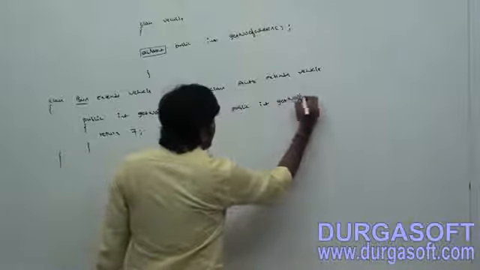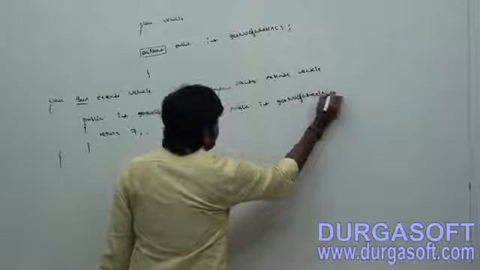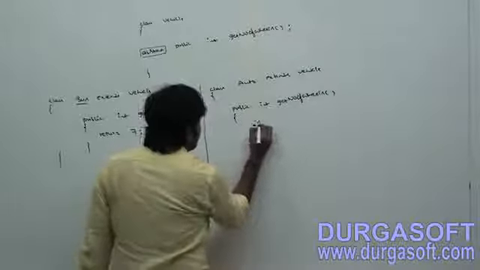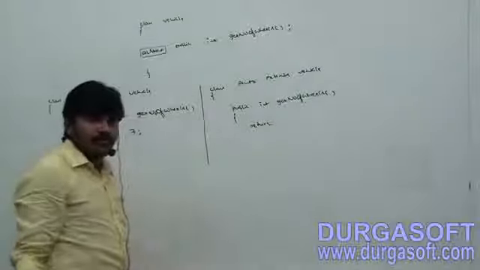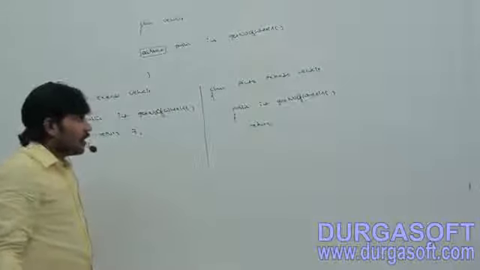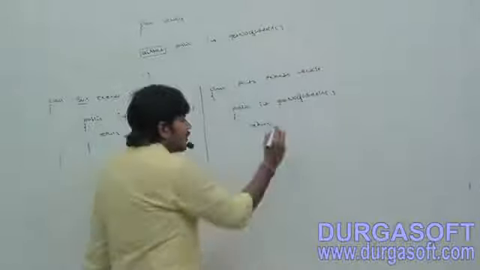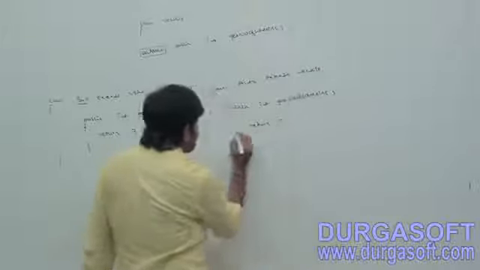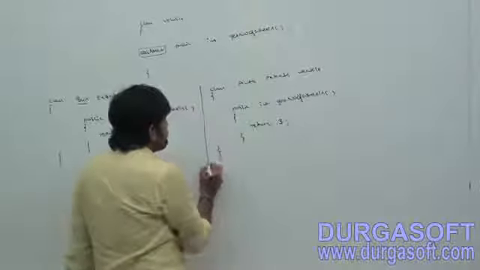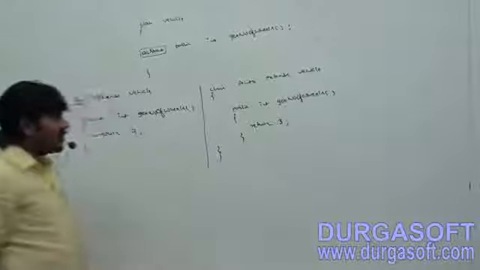Public int getNumberOfWheels. Return. Can I spell out how many wheels an auto has? Return 3. Okay, because the auto driver is a very poor person, he may not maintain a spare wheel.